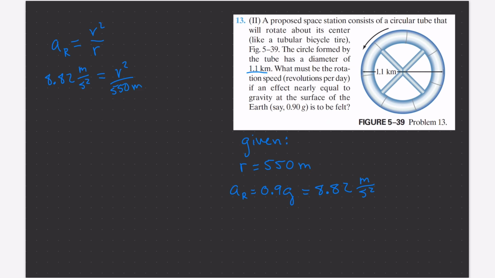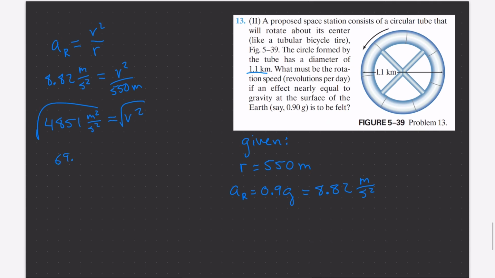Now, if I multiply both sides by 550 meters, then I'm going to cancel it out on the right side. And then what I'm going to have left on the left side is 4,851 meters squared per second squared. Now, that seems like a lot, but remember, in order to find the actual velocity, we're going to need to take the square root of both sides. That gives us about 69.65 meters per second. That's going to be our v.